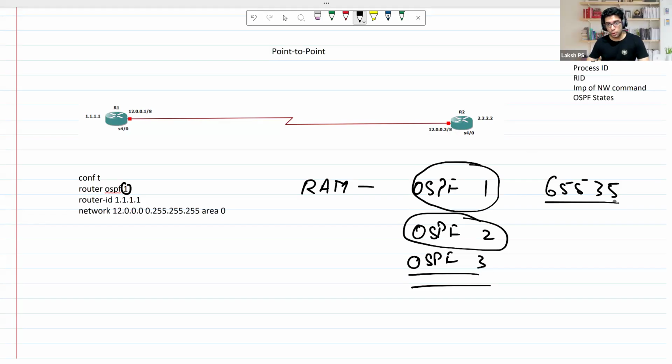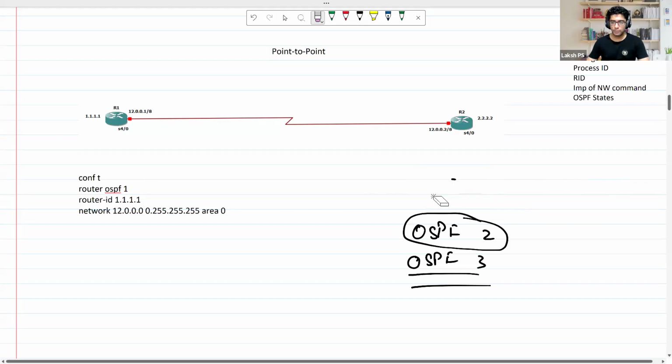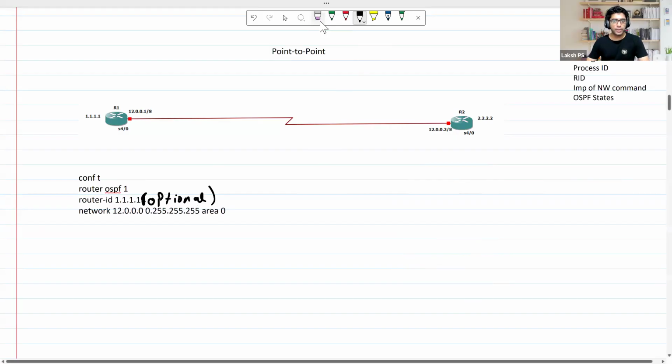So two different OSPF processes can exist on the router, and to differentiate these two processes, we use the process ID. That is the significance of this process number. So OSPF process 1, and then we write the router ID. It is again optional. Router ID is nothing but a kind of a name that the router chooses to introduce itself to other routers. How does it introduce itself? We'll talk about that in some time.